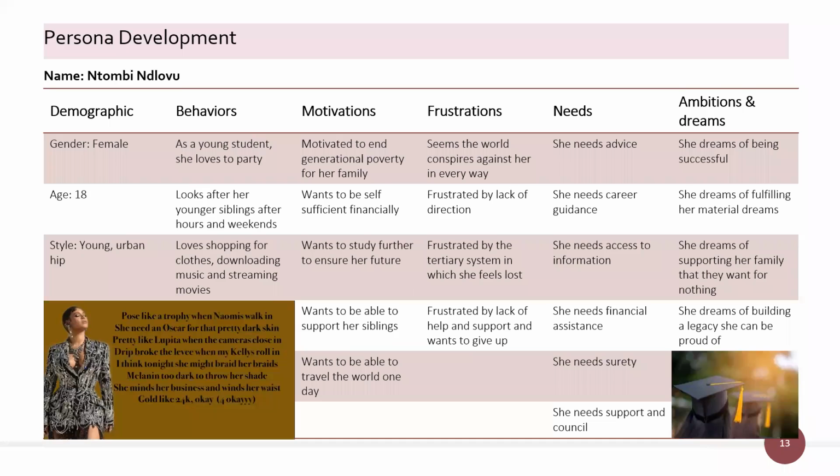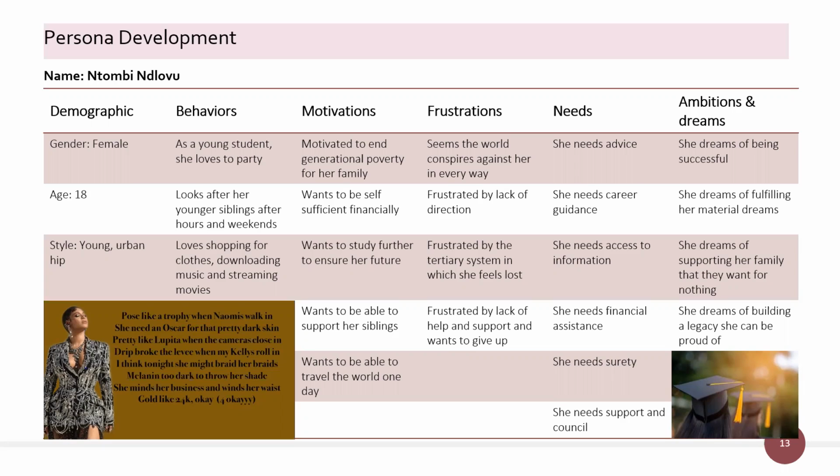So as an example, we looked at Ntombi Ndlovu, an 18-year-old female who loves to party and socialize, who comes from a disadvantaged background and therefore looks after her younger siblings after hours and on weekends. What motivates her is that she would like to actually break the generational poverty within her family. She wants to be self-sufficient and wants to attain material wealth for herself. Her biggest frustration at the moment is that she does not know which career path to choose, and she lacks help and support in terms of making that decision.